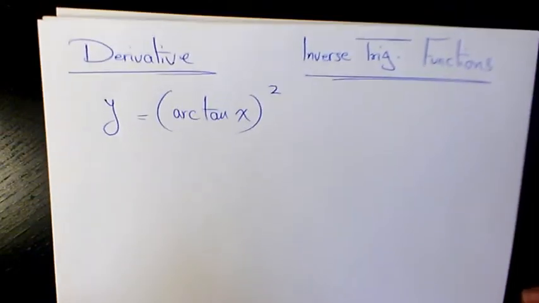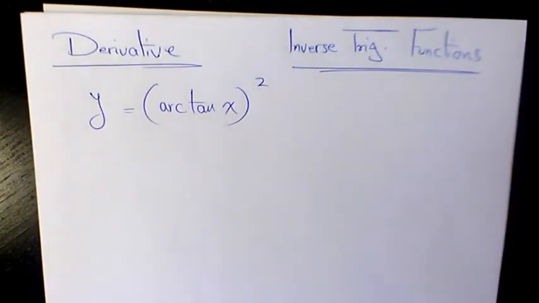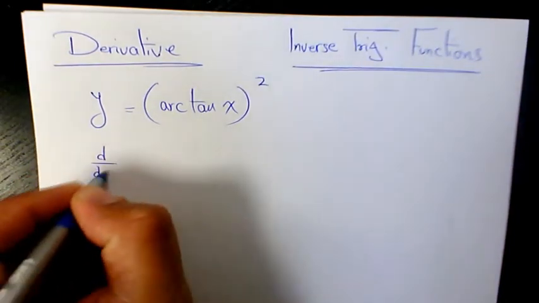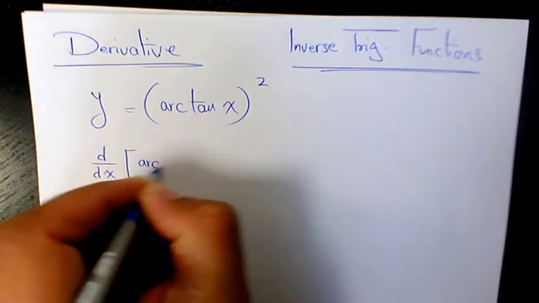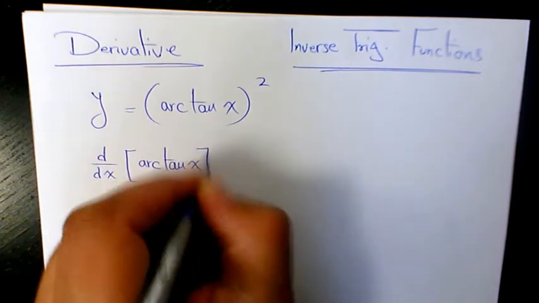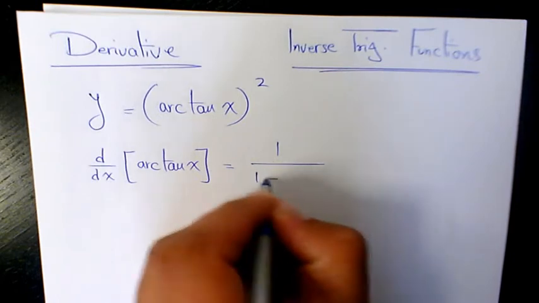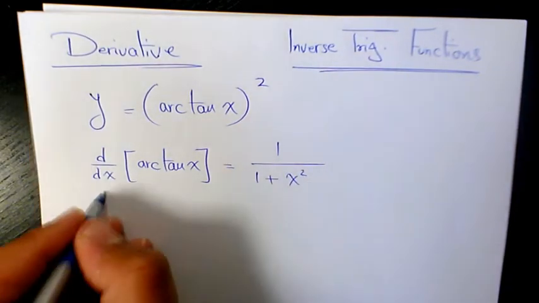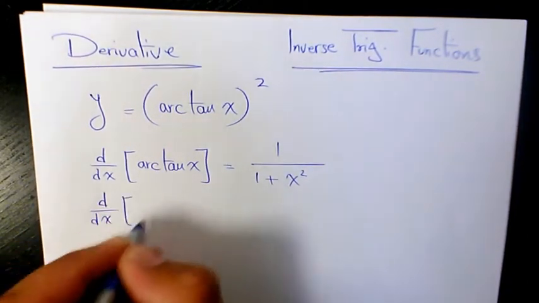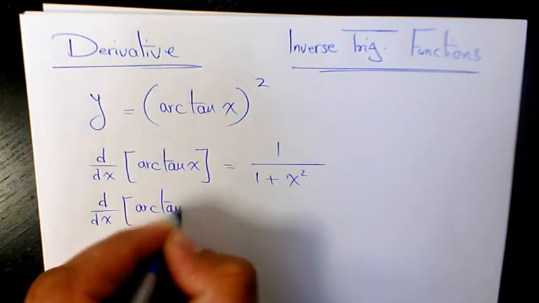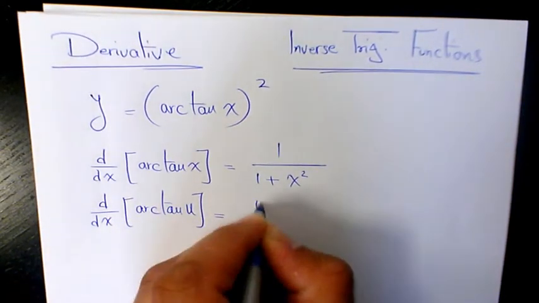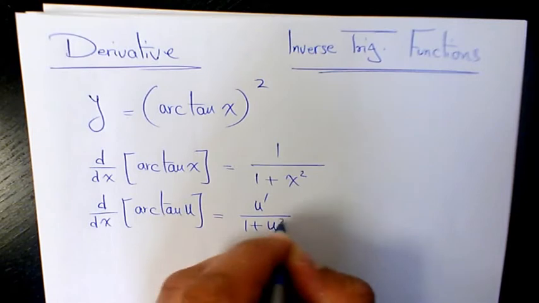Welcome to another video. In this video I want to show you how to find the derivative of y equals arc tan x to the power of 2. You know the derivative of arc tan x, where arc means the inverse of that function, is 1 over 1 plus x squared. Or when you are dealing with arc tan u, where u is a function of x, that's going to be u prime over 1 plus u squared.